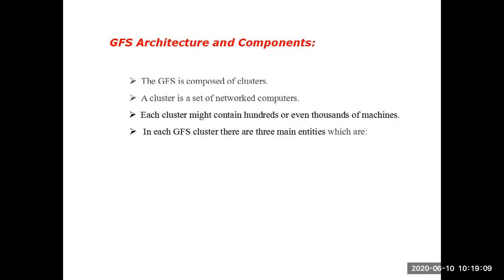And when we come to each GFS cluster, there are three main entities in each cluster. What are those entities? The first one is the client, next the master server, next the chunk server. Each cluster will contain a client machine, a master server, and chunk servers. Every cluster will contain a combination of these three.